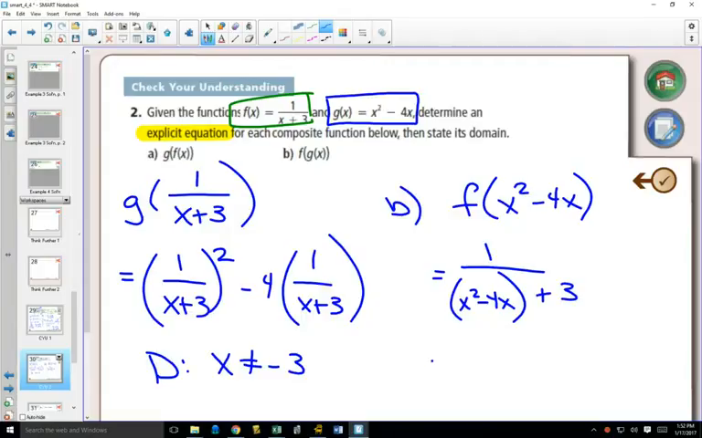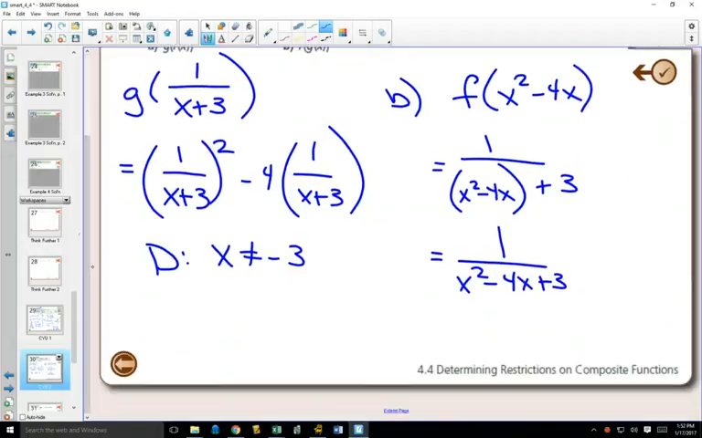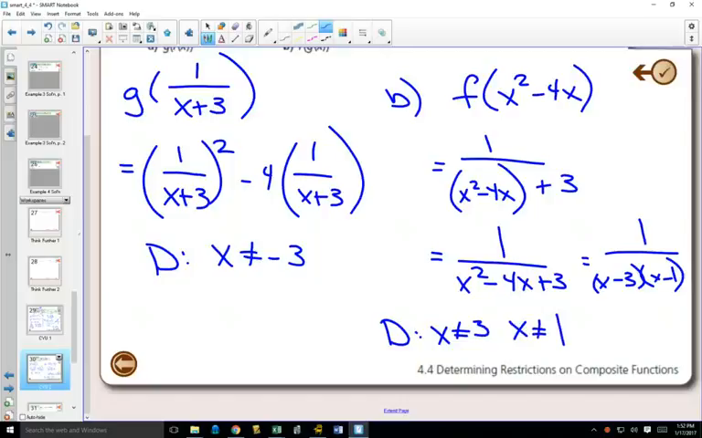And so now, what is our domain? Well, if I factor that bottom to x minus 3, x minus 1, can you see your non-permissible values? X can't equal 3, and x can't equal 1. In this one, y can't equal 0.